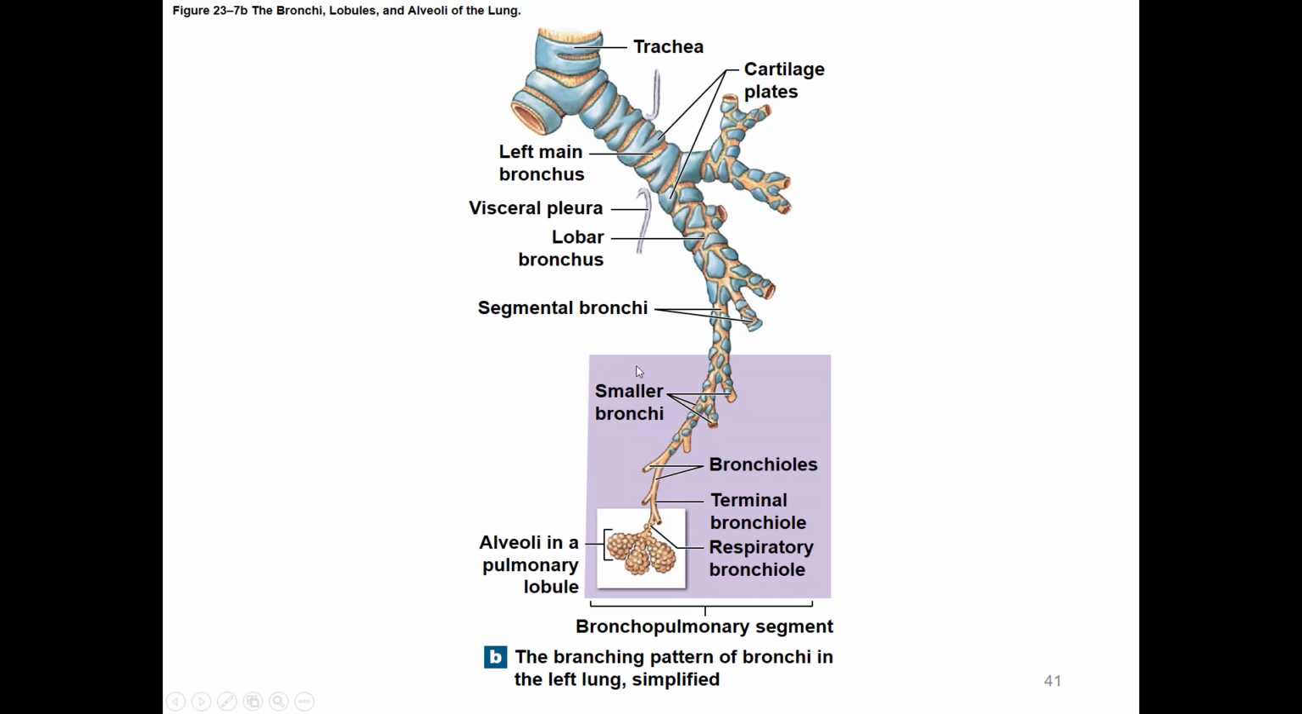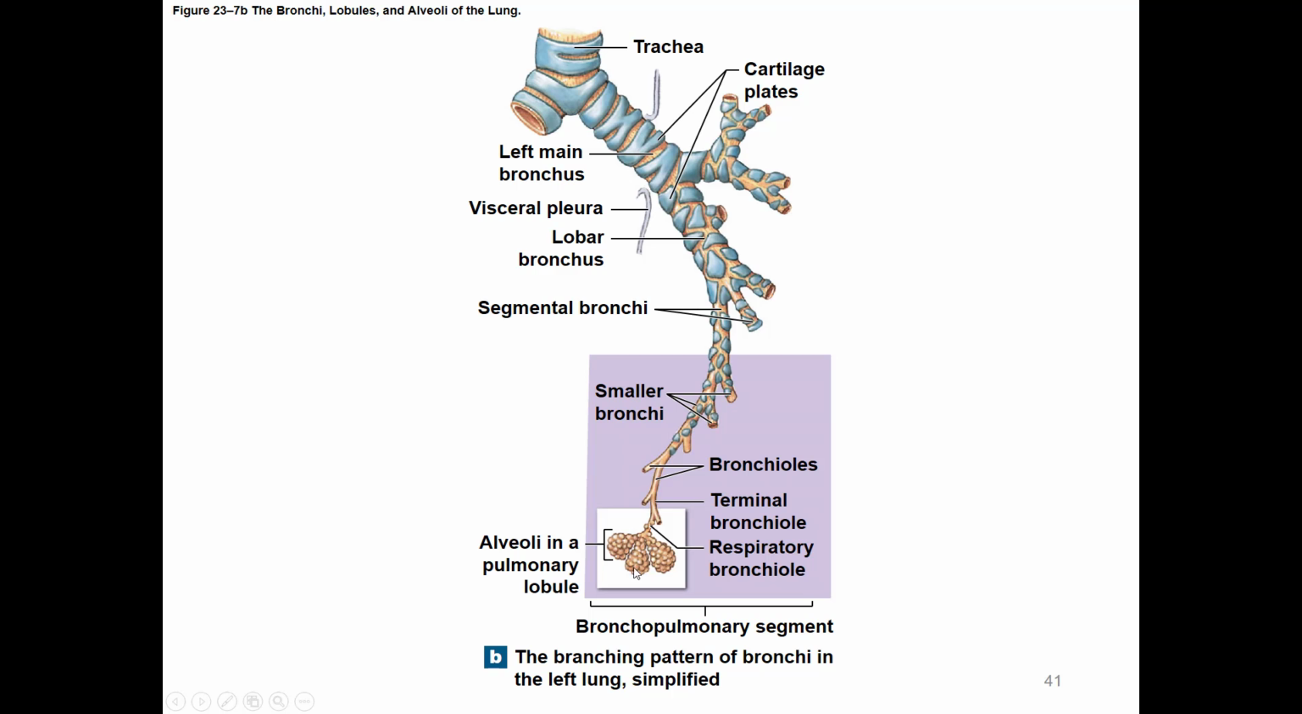So this boxed in area, this purple area, is considered the bronchopulmonary segment. The smaller bronchi, bronchioles, terminal and respiratory bronchiole, and alveoli in a cluster, which is called a lobule, all of this is considered the bronchopulmonary segment. And when we were up here, we talked about the carina, the main bronchus, which divides into lobar bronchi, and then smaller segmental, followed by bronchioles and down.